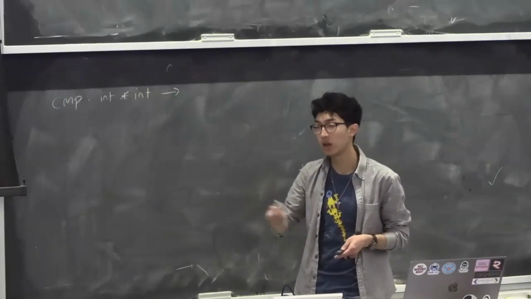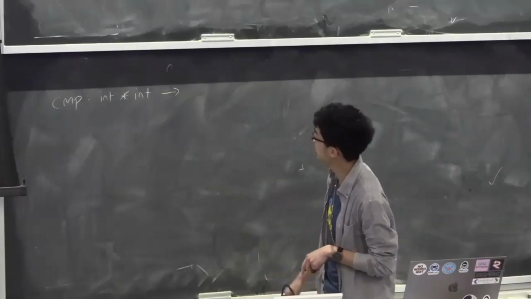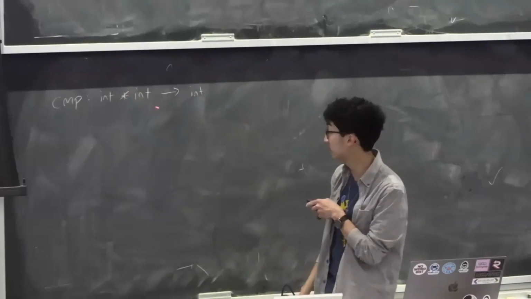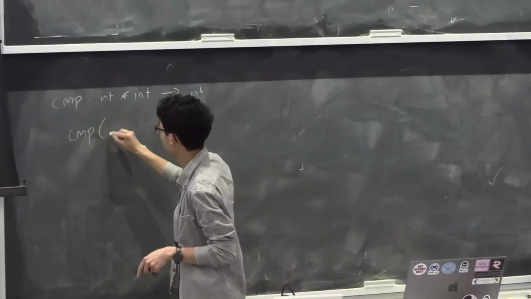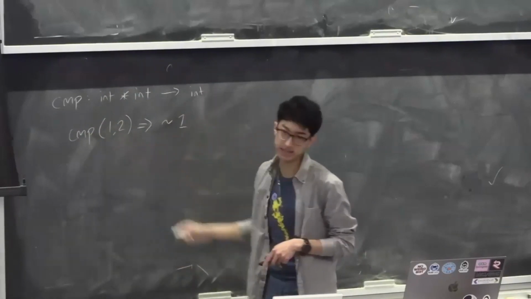In most programming languages that don't have these algebraic data types, here's what they do. They say this goes to int. Why? Because they say like CMP of 1, 2 goes to -1 because 1 is less than 2.